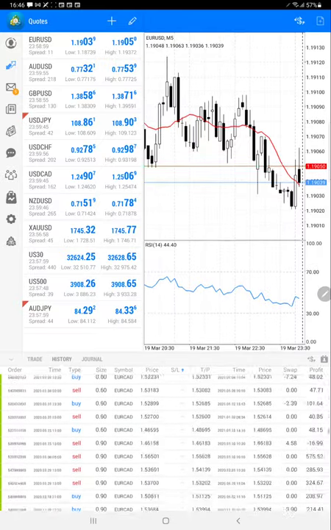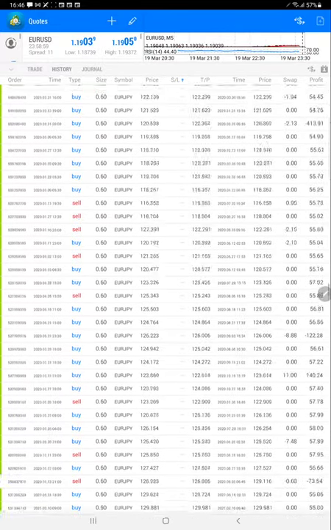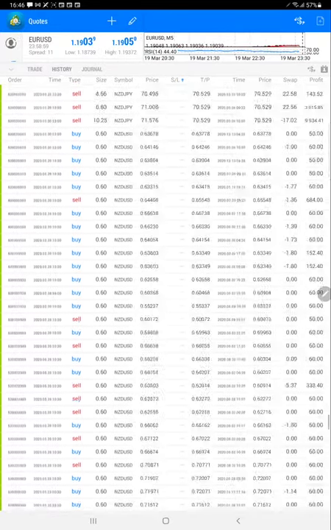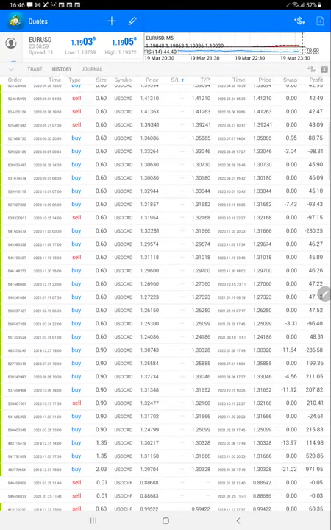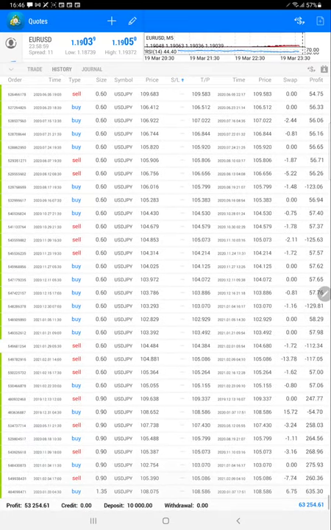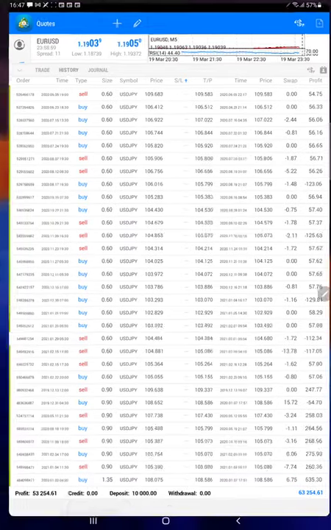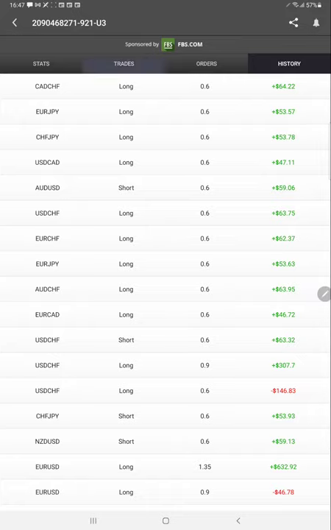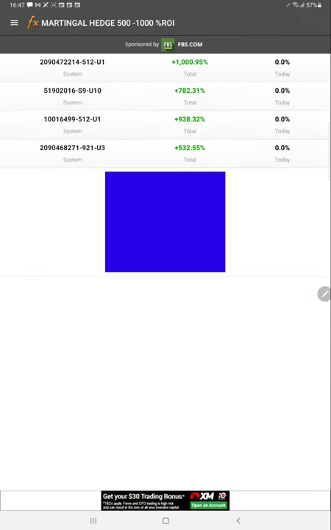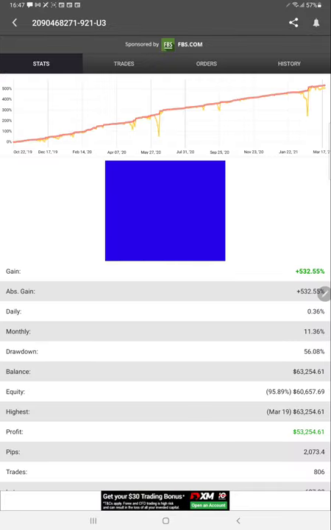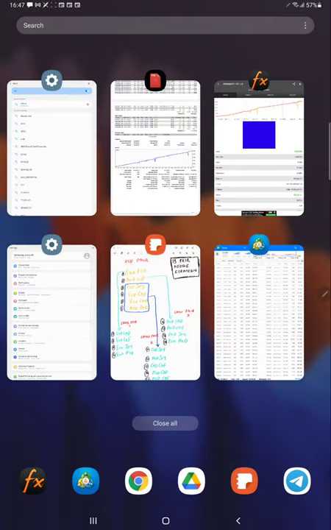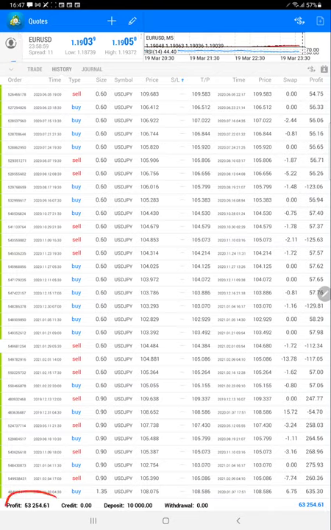Now we will see all the histories of the trades, and all of the trades are available here. Currently, as verified here, the profit and the total balance can again be re-verified from this FXBook portfolio. Yes, this is our portfolio, 532% ROI, and we re-verify the profit of that same account. And the same profit we can re-verify again here.